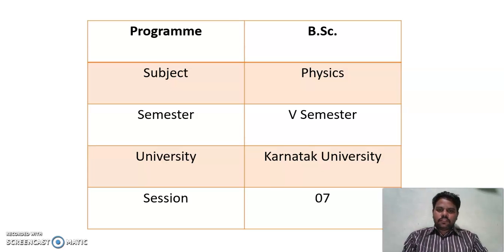Welcome to the seventh session of classical mechanics. In the last session, we discussed applications of the Lagrangian equation for a simple pendulum. In this session, we shall apply the Lagrangian equation for a linear harmonic oscillator.